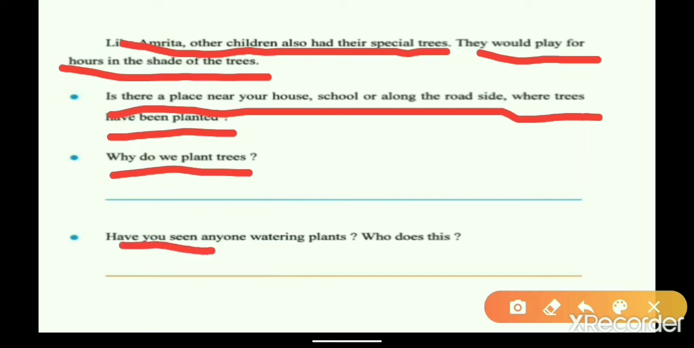Have you seen anyone watering plants? Who does this? Near your school, on the side of the road, who waters the plants? Yes, some people were watering the plants. They are employed as gardeners. So the gardeners of that area water the plants.